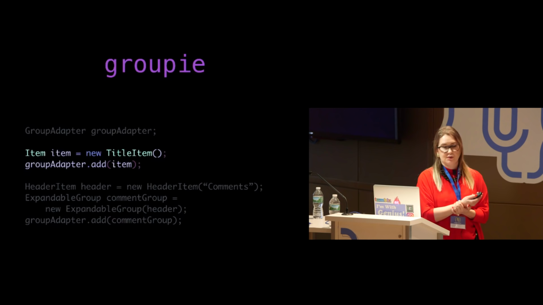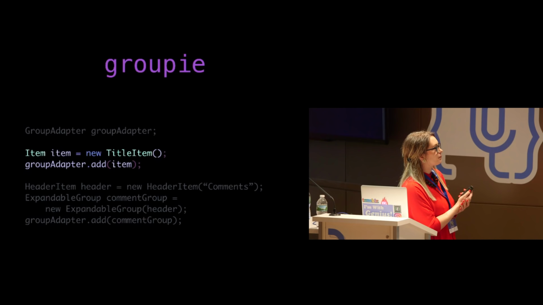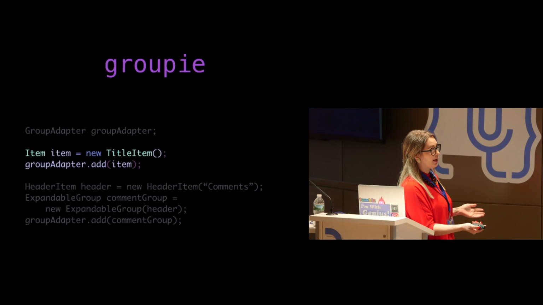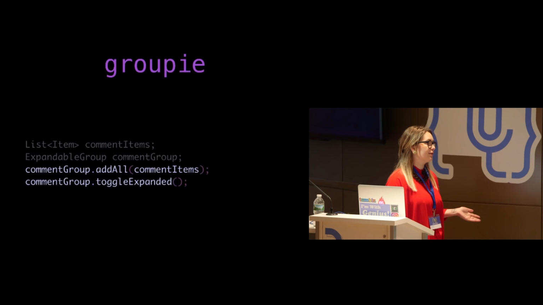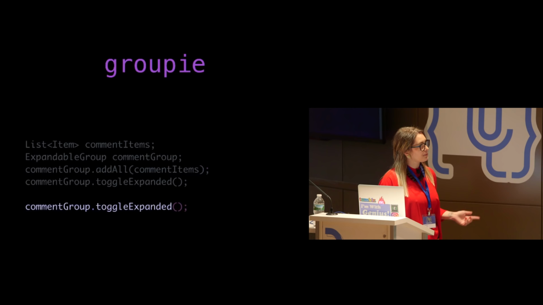An expandable group is one of the classes it ships with. So in this example, we would add the title at the top of the article, and then we'd make a new header for the comments section, make a new expandable group using that header, and then add that to the group adapter. Now we're all set up to go, so when we get our list of comments from the server, we can simply add them to the expandable group and toggle it expanded. And then when we're done with it, we can toggle it back to collapse. So an expanding group is just one of the groups that are possible using Groupie.